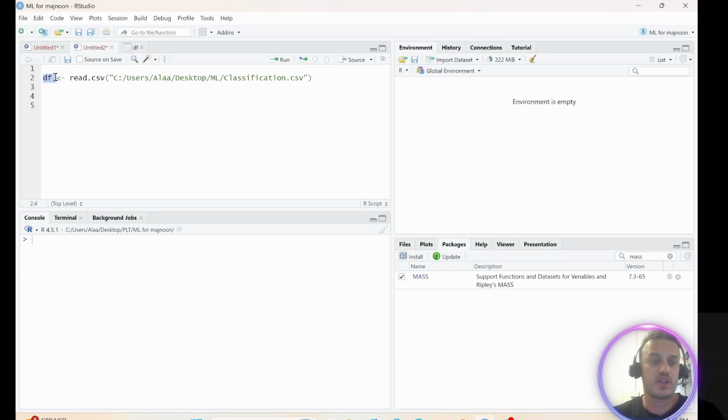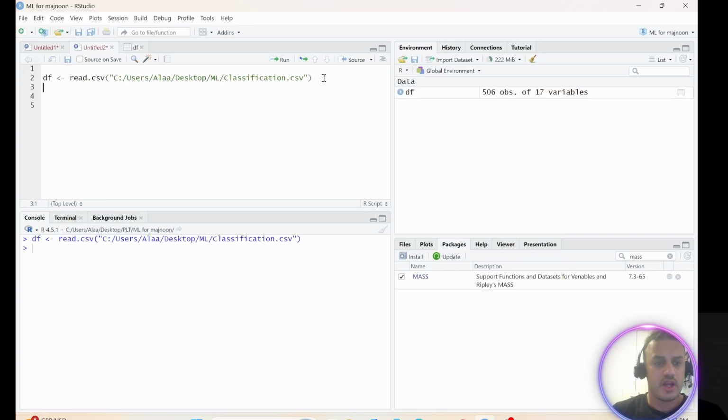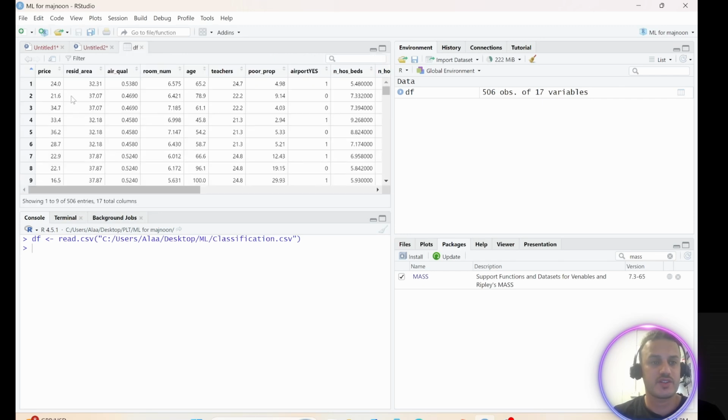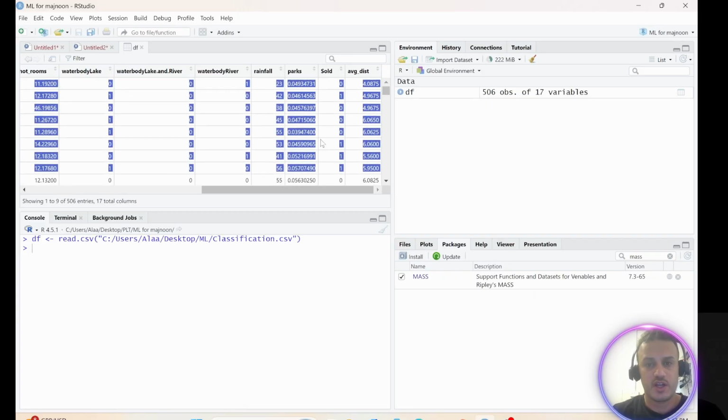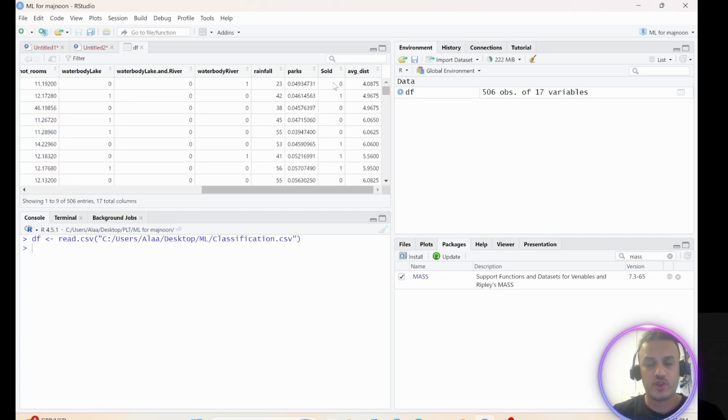Now we will go to the first data, the same data that we used in the classification and the logistic regression. I'm just getting my data. I'm naming my CSV file as df. My data contains house prices, and here I need to check sold or not sold. This is my 0, 1.